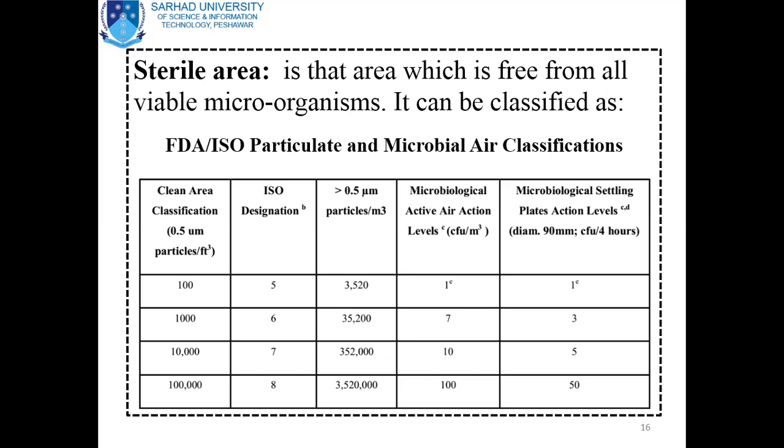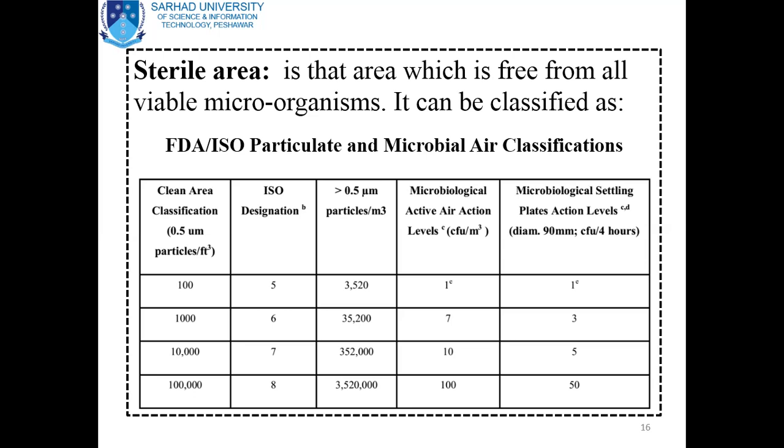A sterile area is that area which is free from all viable microorganisms, and it is classified according to the FDA and ISO particulate and microbial air classification. If we classify the air, classification is done on the basis of FDA or ISO particulate, then these area specifications are shown in the table. On the left side you can see a clean area classification having 0.5 micron particles per cubic feet. If the clean area has 100 particles per cubic feet having the size of 0.5 micron, it will be termed as class 100 area, and the ISO designation will be 5.